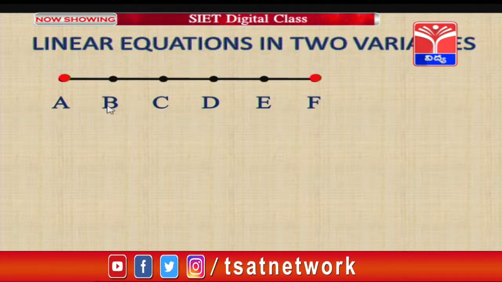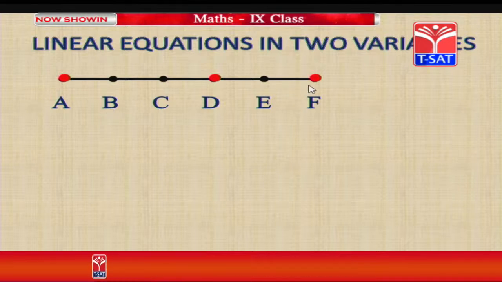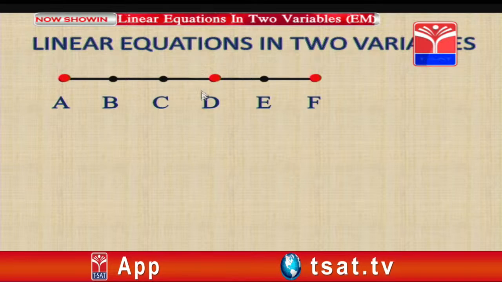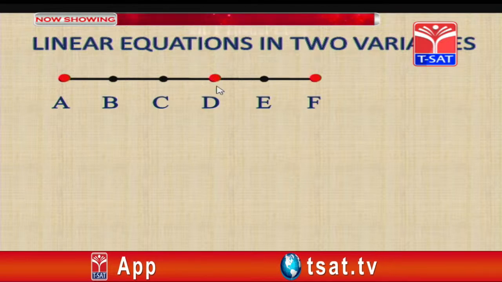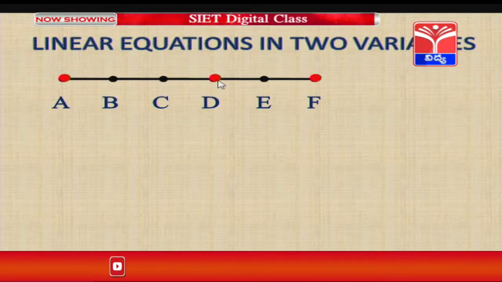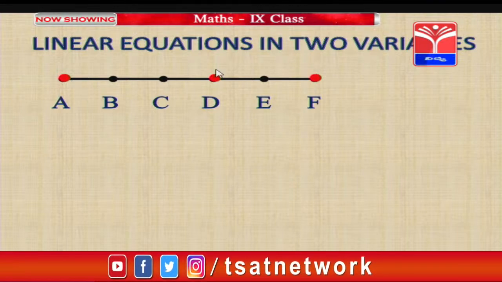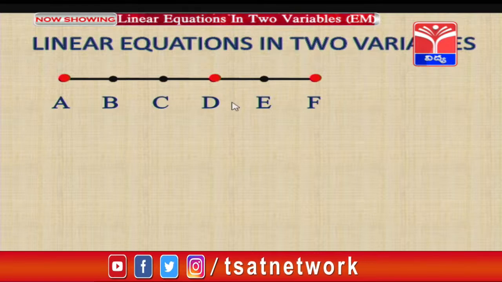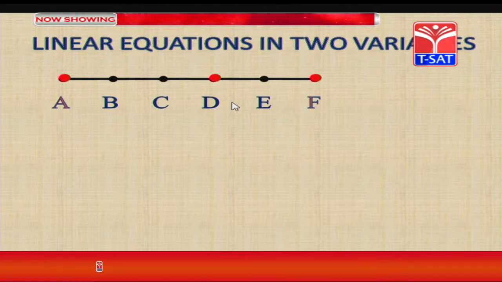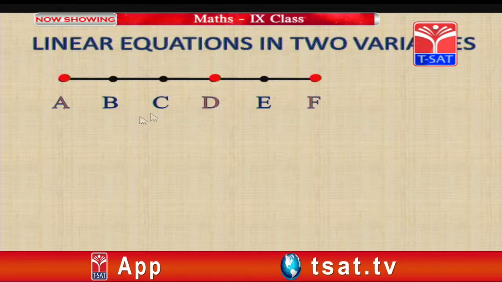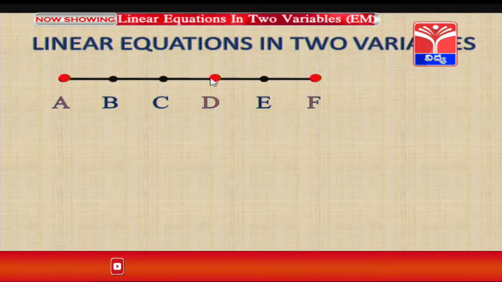So, what is the starting point here? A is the starting point, the ending point is F, and in the middle there is a point which I am calling D, indicated by a red dot. Please see A, F and D. Now, how many parts are there from A to D here? Please see, 1, 2 and 3.